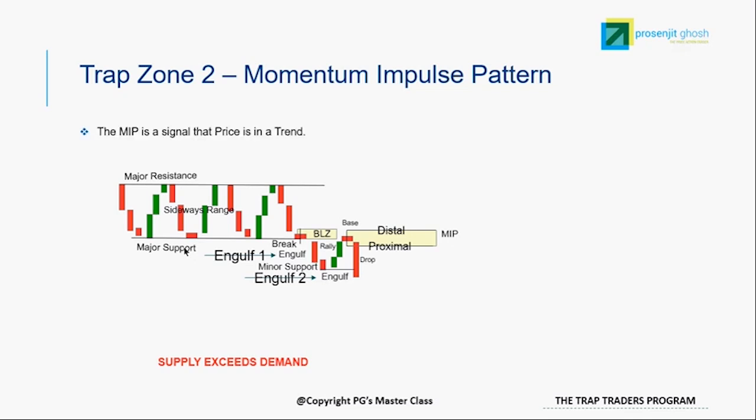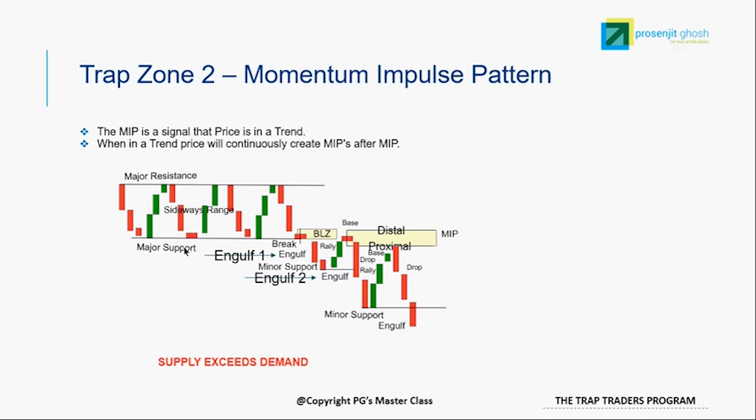So the MIP is a signal again that price is in a trend. In this case, it is in a downtrend, and in a downtrend, price will continuously create MIPs after MIPs. I mean supply MIPs after supply MIPs like this. Okay, it will create again a rally base drop and will engulf another minor support. So we will take this previous engulf as engulf number 1 and this current engulf as engulf number 2, and we will have this MIP too in supply here. Okay, so if price returns to this, I can take a trade.